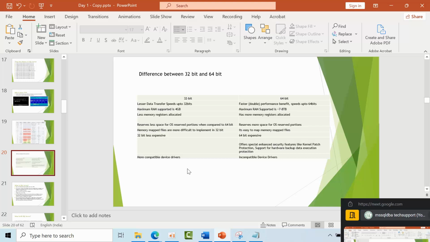Coming to 64-bit, a 64-bit processor or operating system will support up to 7 to 8 TB, and we have more memory registers, and it will reserve more space for OS operations as well. Sir, it all depends upon the money. If you have more money, you can purchase more hardware; there are so many server hardware and client CPU hardware options. So if you invest in the hardware, you can go up to 7 to 8 TB of memory as well. And nowadays more compatible device drivers are also becoming available for the 64-bit operating system.